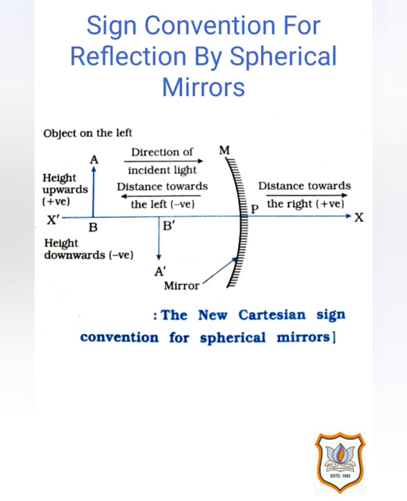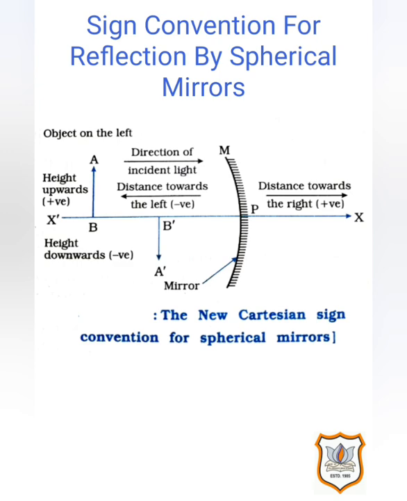In this convention, the pole P of the mirror is taken as the origin (0, 0). Then the principal axis of the mirror is taken as the x-axis, or we can say x-x' of the coordinate system. And so the conventions are as follows. Very first, the object is always placed to the left of the mirror. Remember, the object should be on the left side. This implies that the light from the object falls on the mirror from the left hand side.